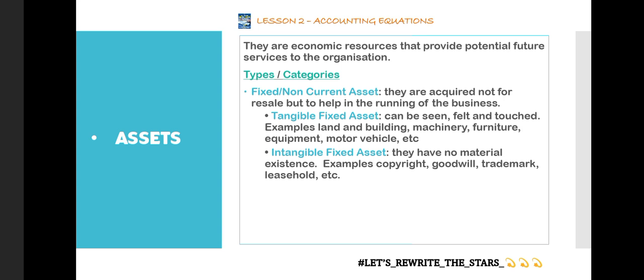But it also helps the business to prevent illegal copying of the business's intellectual property. You get it? So that is what is termed as the intangible fixed assets. They are also not for sale, but they help in the running of the business, and prevent illegal copying of intellectual property.